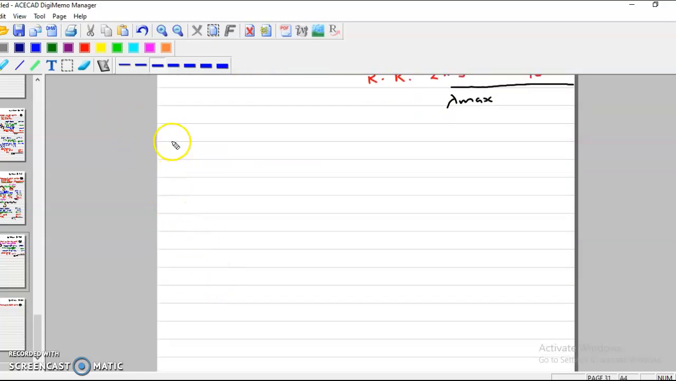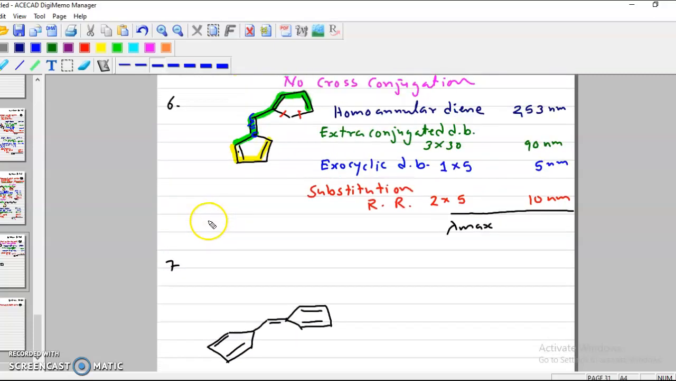Next one, similar to this one. Well, it looks similar to this one, the first one.